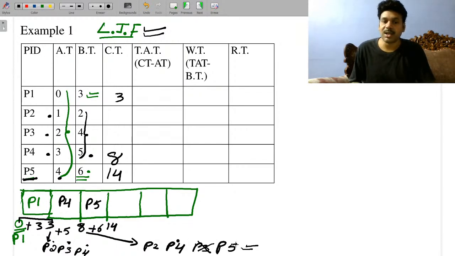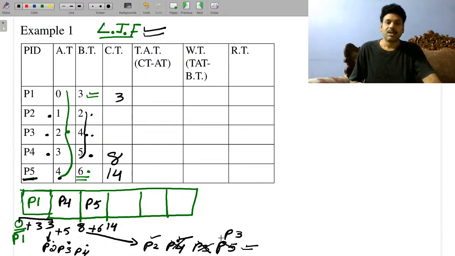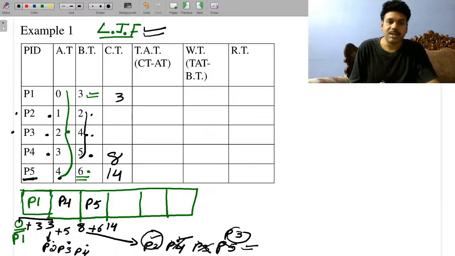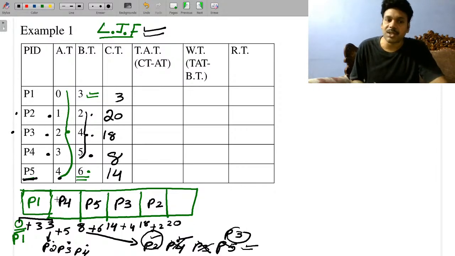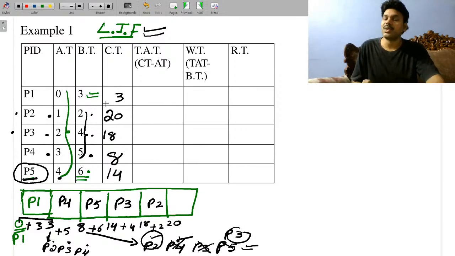Now there are 2 processes left: P2 and P3. P4 is already completed. Now there is a race between P2 and P3. Between P2 and P3, the P3 burst time is larger. Therefore P3 is scheduled, which requires 4 units of time. So by 18 it got completed. There is only one process left in the queue, that is P2, so you can send it directly. It takes 2 units, and by 20 it got completed. This is a little bit tricky question, because P5 was not added initially after completion of P1; it was added later. So this is how you can solve longest job first.